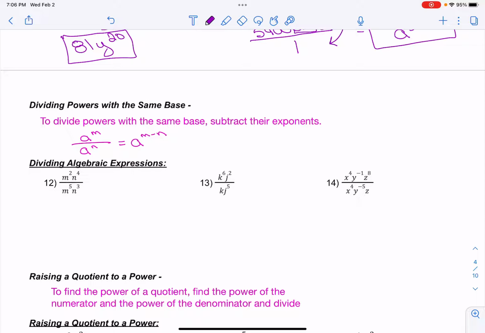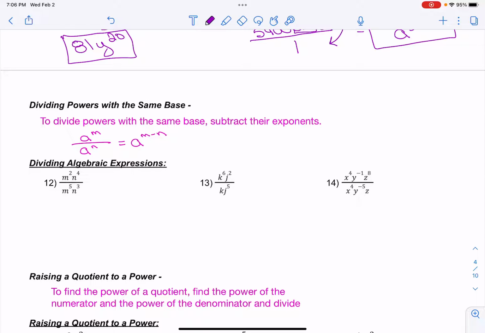In number 12, we have m squared n to the fourth over m to the fifth n cubed. So my tip for this, whenever we are subtracting, is wherever your larger exponent is where your final answer will go. So, for instance, m squared over m to the fifth. Those have the same bases, m and m. So you look at your numbers. You have 2 and 5.